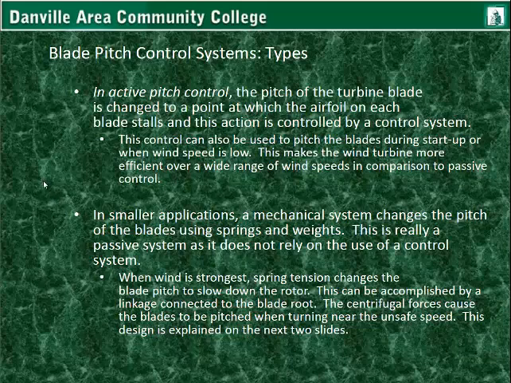In smaller applications, a mechanical system changes the pitch of the blades using springs and weights. This is really a passive system, as it does not rely on the use of a control system. When wind is strongest, spring tension changes the blade pitch to slow down the rotor. This can be accomplished by a linkage between the blade root and the counterweight system. The centrifugal forces cause the blade to be pitched when turning near the unsafe speed, and this design is explained on the next two slides.